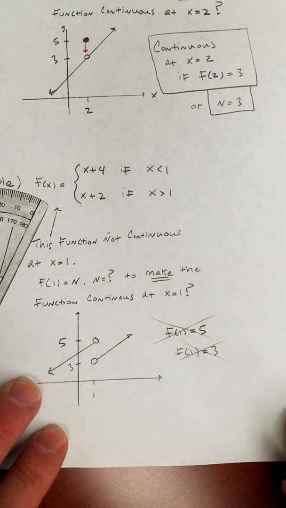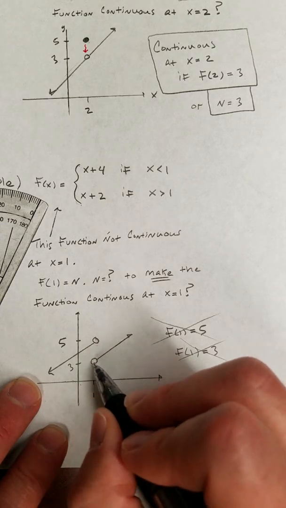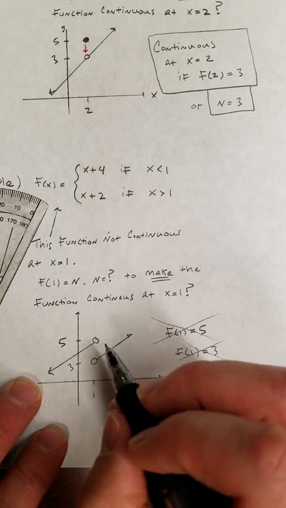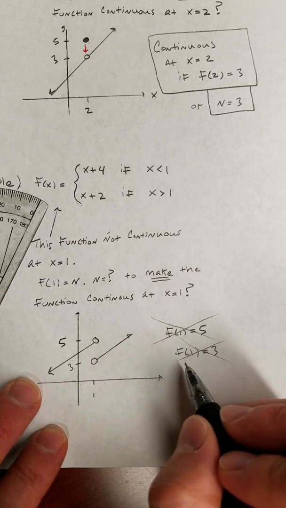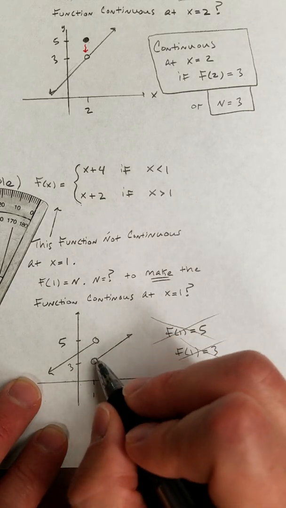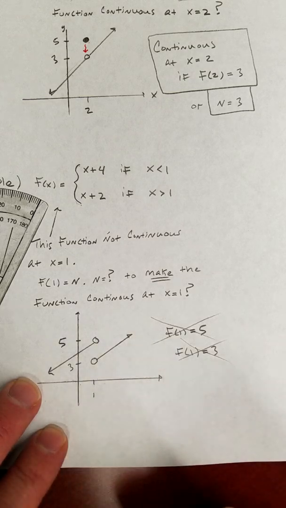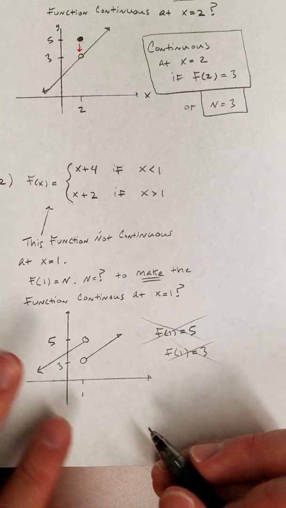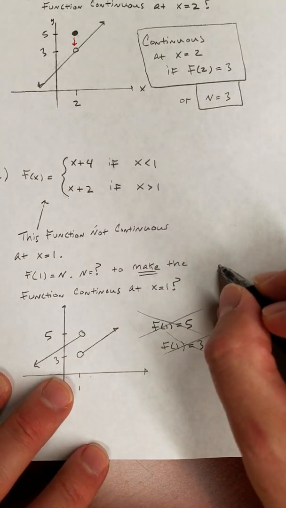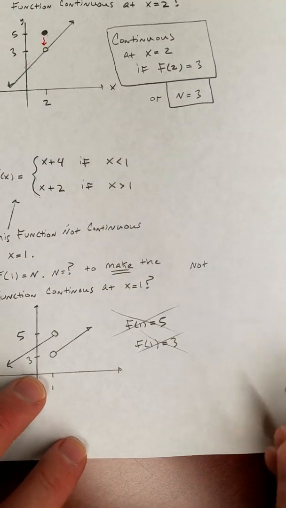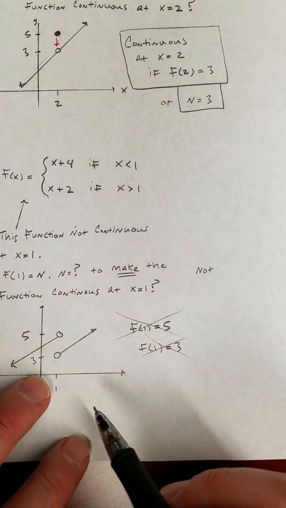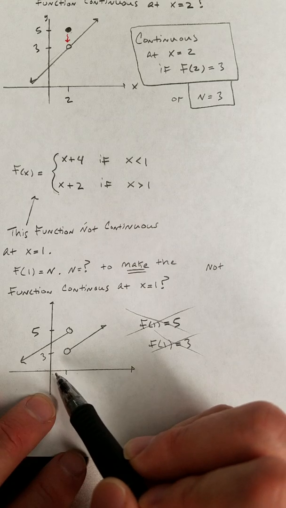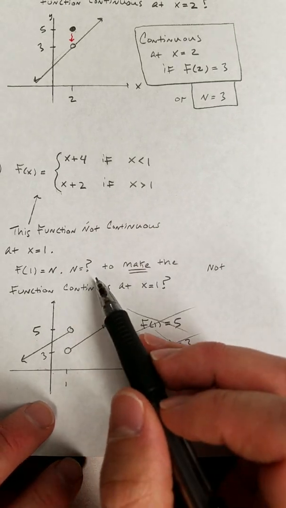No. Well, because of the gap there, because these are just disconnected, it doesn't matter what you make f of 1 be. It doesn't matter where you include a point at 1. It's not going to become continuous. All right? Okay. So this one is not possible. So we'll give our answer like this. That function, the way it is, there's no way you can redefine a point there at 1 to make it continuous. This one you can.